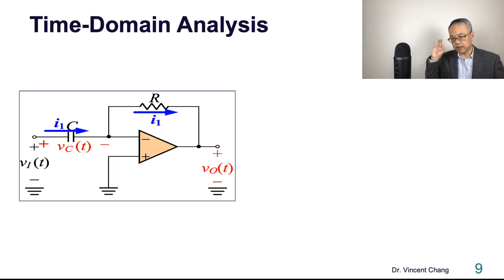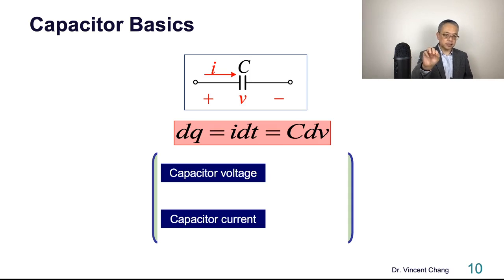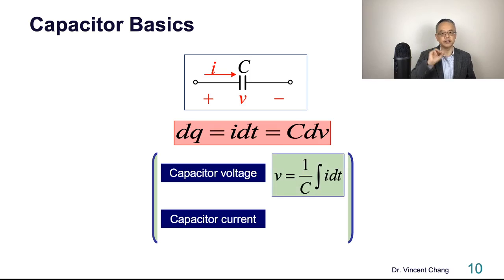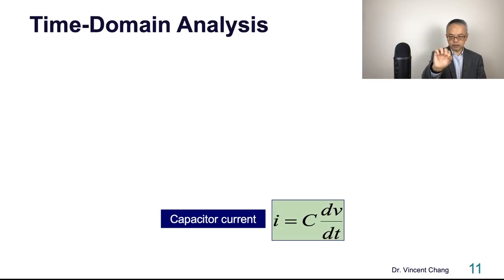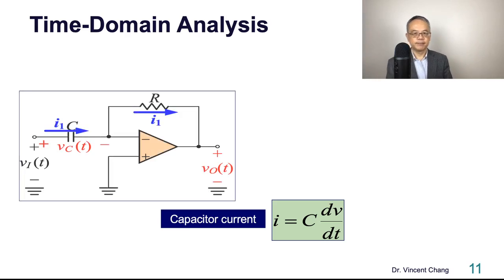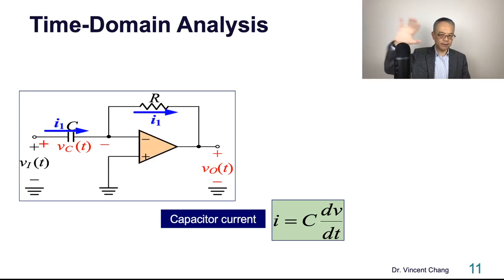So now let's see the time domain analysis. Do you still remember this? The capacitor voltage is the integration of current. And the capacitor current is the derivative of the capacitor voltage, like this. So now we need the current version, and let's bring back the differentiator circuit.